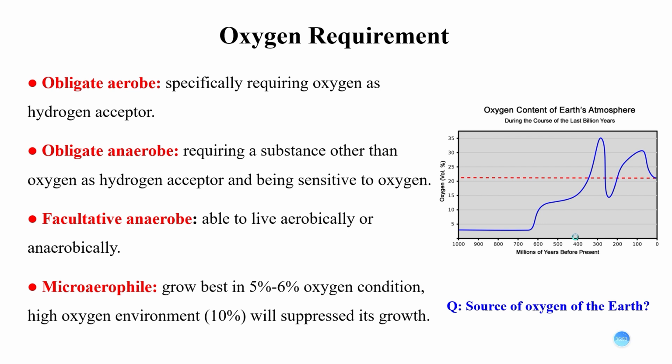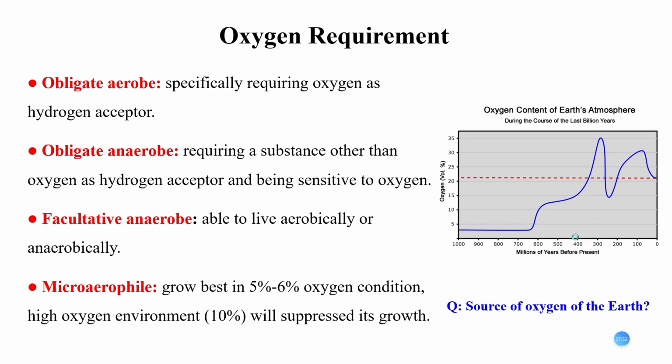So these are the facultative anaerobes. And the last group, we call them microaerophile. Here, micro means small, right? So they prefer low level of oxygen. So they grow best in the presence of 5 to 6% of oxygen. And if the oxygen level is above 10%, it will suppress the bacterial growth. So this we call them the microaerophile.